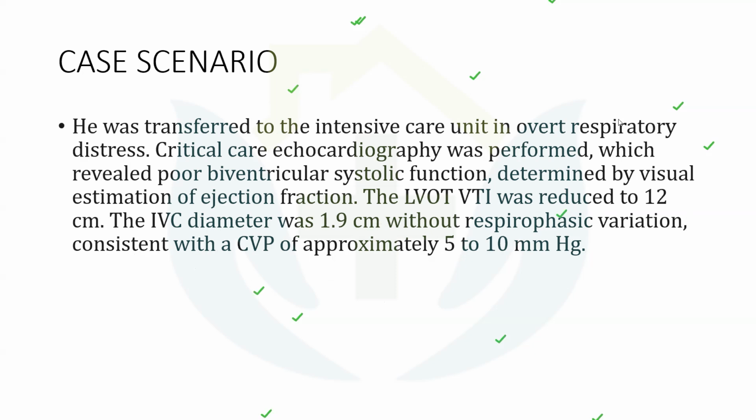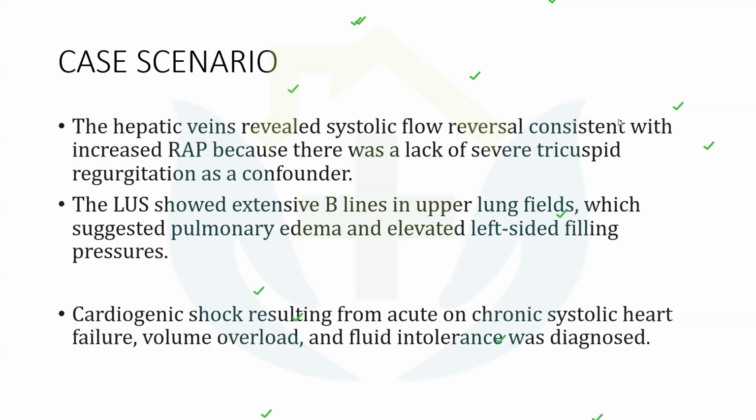Critical care echocardiography was performed, which revealed poor biventricular systolic function, determined by visual estimation of ejection fraction. LVOT VTI was reduced to 12 centimeters. So there is a stroke volume limitation. IVC diameter was 1.9 without respiratory phasic variation. So no variation, 1.9. That indicates CVP around 10 millimeters of mercury.